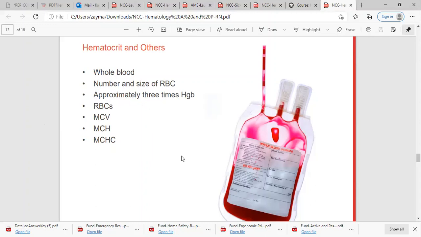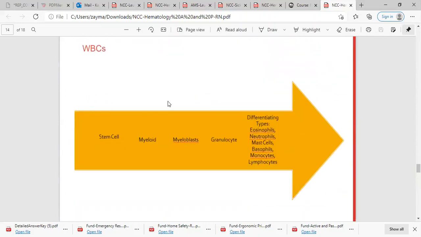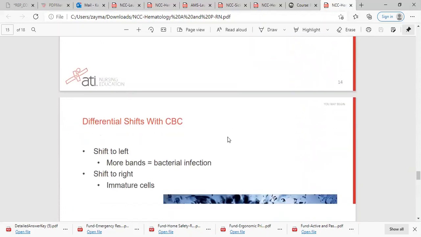Okay. Red blood cells, we already talked about that. The MCV, the mean corpuscular volume, speaks to the size of the blood cells, and the MCH is the amount of hemoglobin in the red blood cells. We'll talk about those more in a second. We talked about white blood cells at the beginning of the semester, so this is just a recap on that.